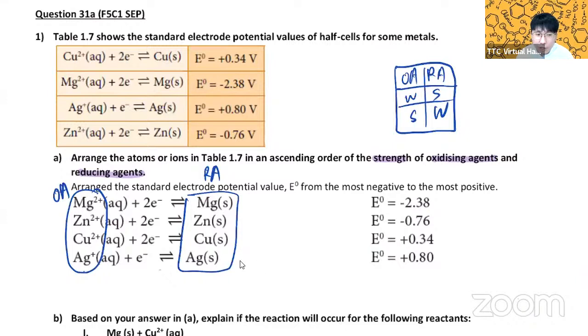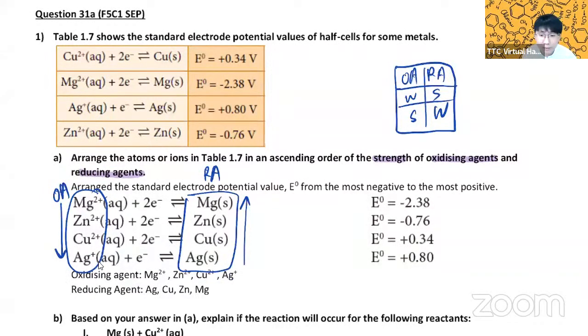Okay, so according to the strength of your reducing agent, I want it in ascending order. Ascending order means from weak to strong. So who's the weakest reducing agent? According to our six packs table, weak is at the bottom, strong at the top. So your arrangement should go from Ag, Cu, Zn, Mg. Then for oxidizing agent, weak to strong is top to bottom. So it should be Mg2+, Zn2+, Cu2+, Ag+. So your answer should be like this.